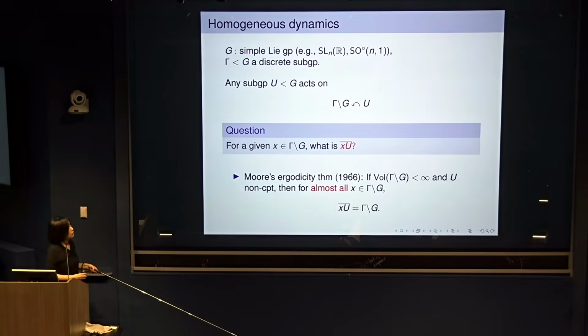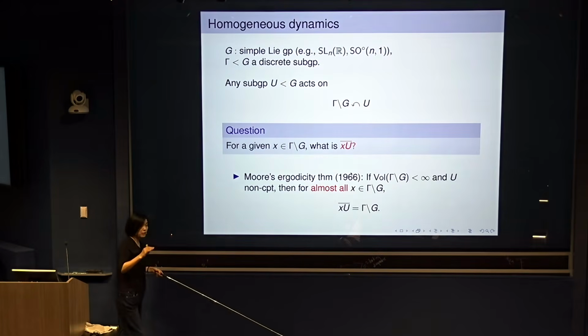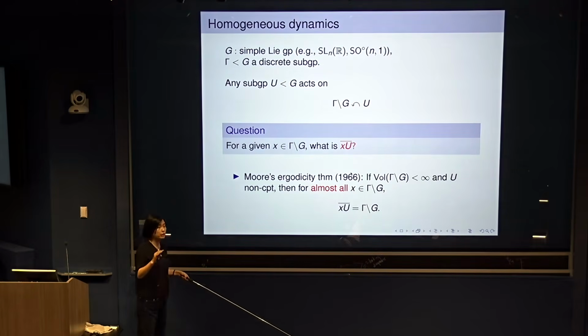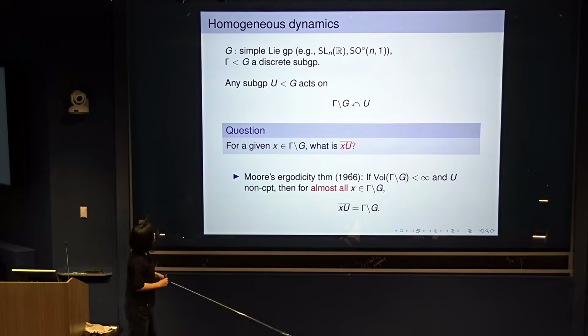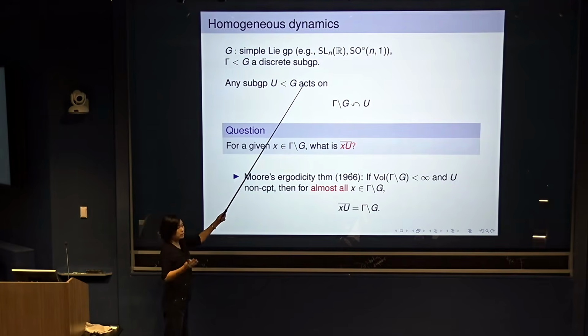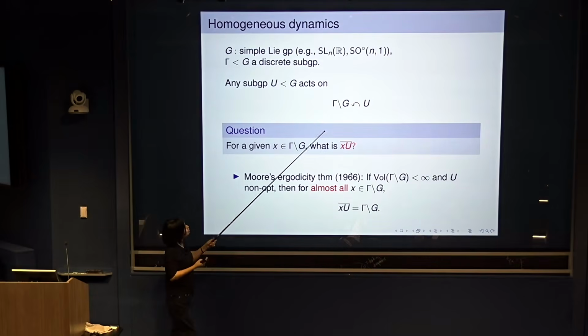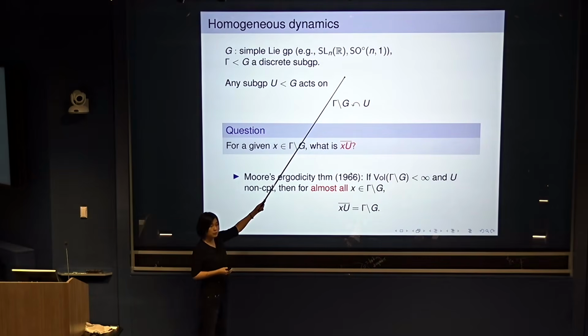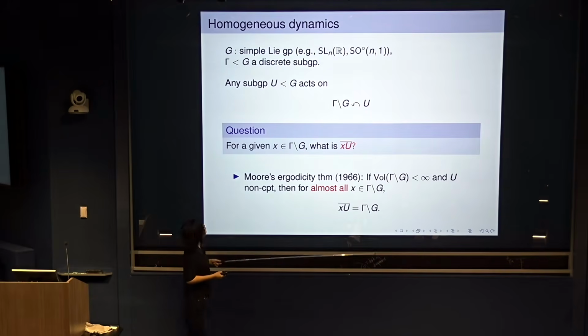Okay, so in fact, this was answered by Marina Ratner, but her theorem is much more general. I want to explain what Ratner's theorem is in a general context. So let's say G is a simple Lie group. You don't have to know the general definition. Just think of, say, SL_n(R), the n by n matrices with determinant 1. Or for our setting, the relevant group is the special orthogonal group, SO(n,1).